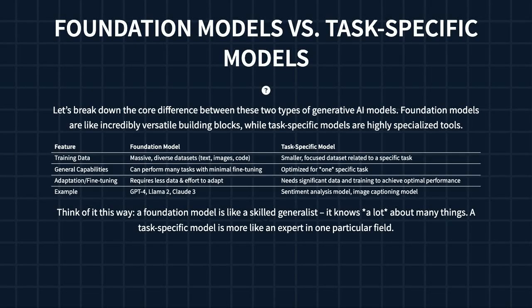Okay, let's talk about how these AI models differ. Foundation models are trained on absolutely huge amounts of data, everything from text to images and even code. This gives them a really broad understanding of the world, so they can handle many different tasks without needing much extra training. On the other hand, task-specific models are like specialists. They've been built with a very particular job in mind, and they need a lot more data and effort to become truly good at that single task.